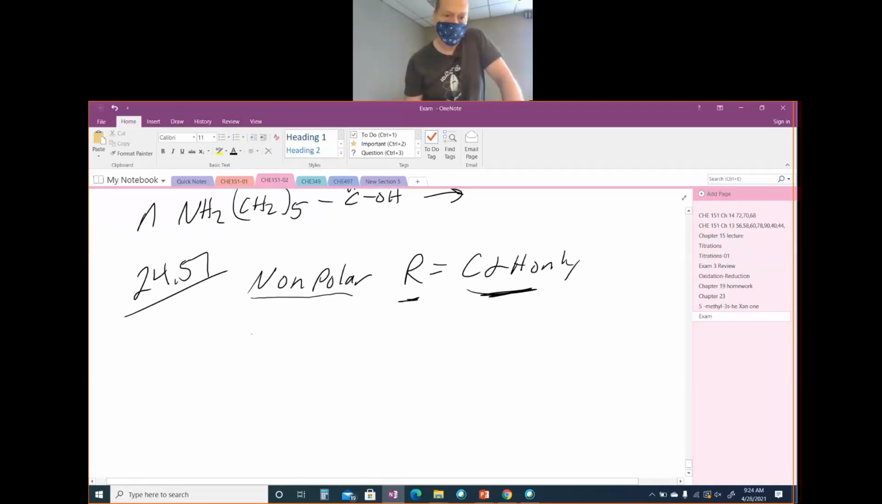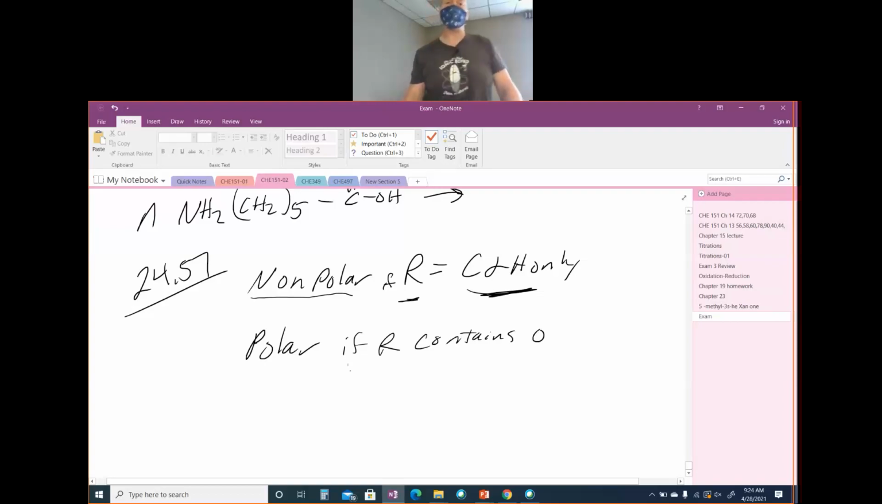And when you look at polar, all right, so here, if O is seen, then they're polar. So if your R group contains O, it is polar. So all R groups that contain O are going to be polar side groups. All right. So the two examples, your R group for the first one is methionine. It is a CH3SCH2CH2.